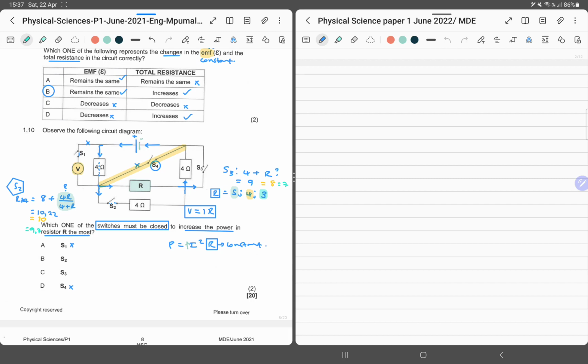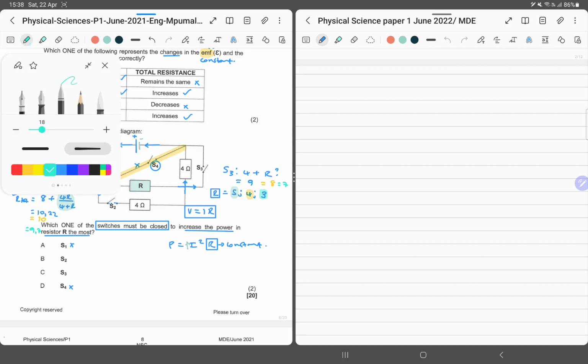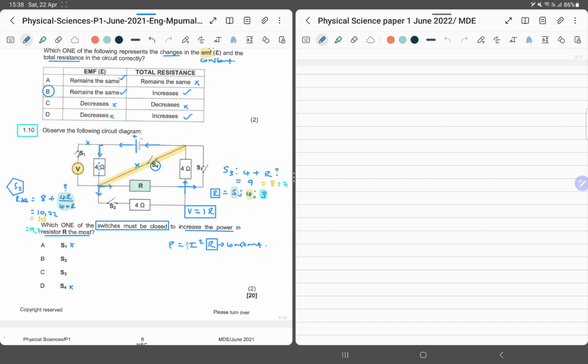So do you see, sometimes you have to play a game. These are some of the questions you don't answer until you have finished everything, because they will terrorize you. Now we can tell that, look, it doesn't matter what value this R is, whether bigger than these resistors or smaller than them, the end result is the same. If we close this switch, we get a higher resistance than when we close S3. So the switch that will drop the total resistance is closing switch S3.